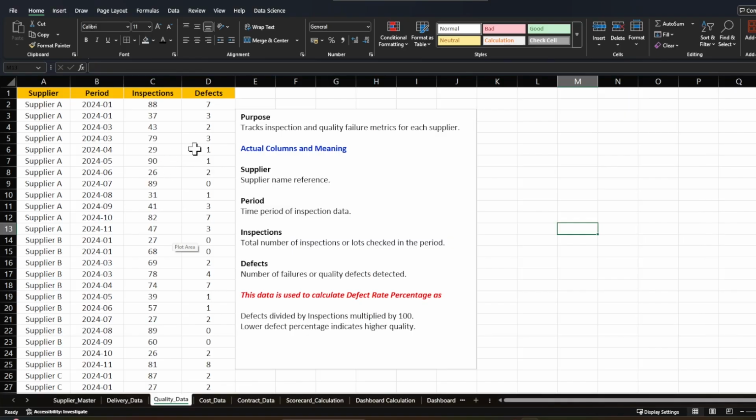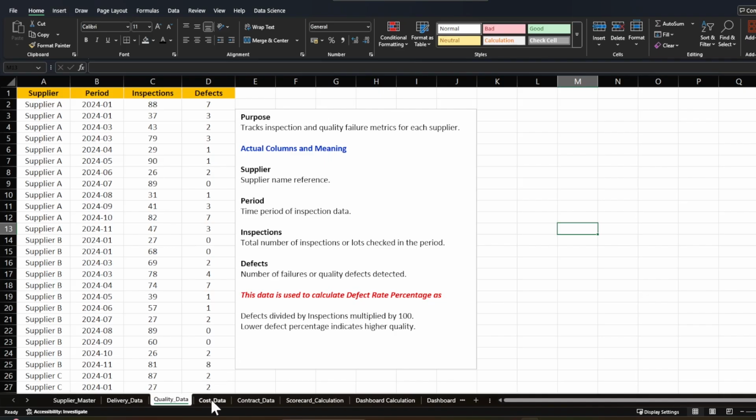Now moving on to the third input data, which is quality data. The purpose of this sheet is to track inspection and quality failure metrics for each of the suppliers. Again we have the supplier name, the period in which the transaction happened, the total number of inspections and lots checked in that period, and how many defects or quality failures were detected. This data is used to calculate the defect rate percentage.